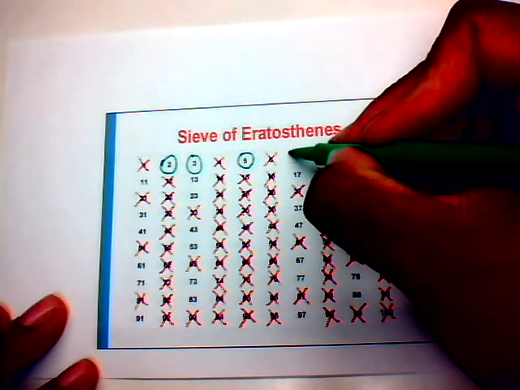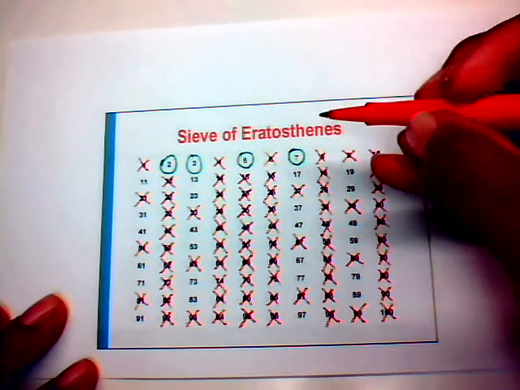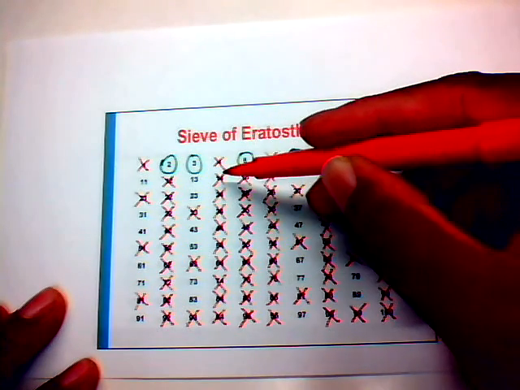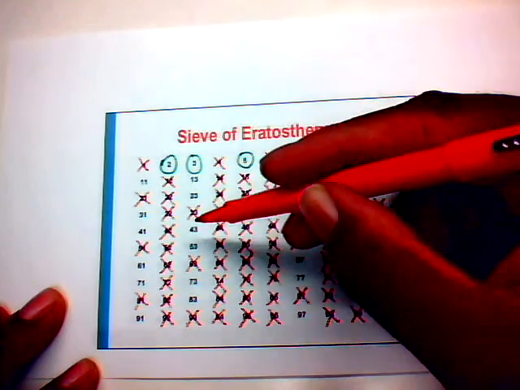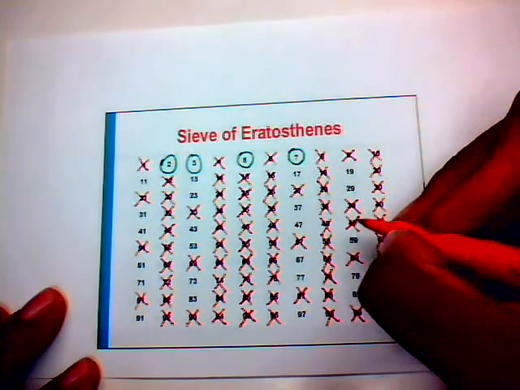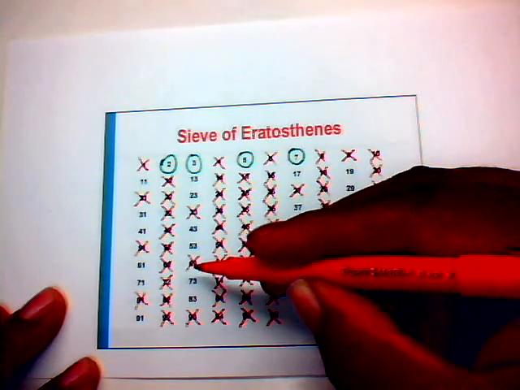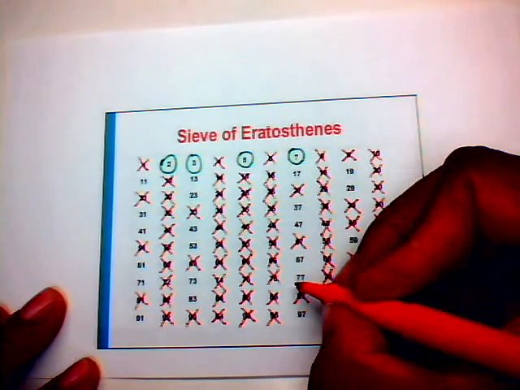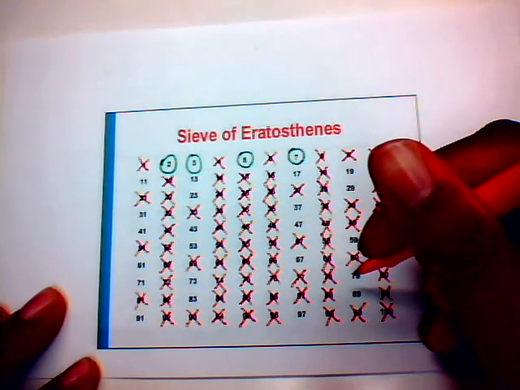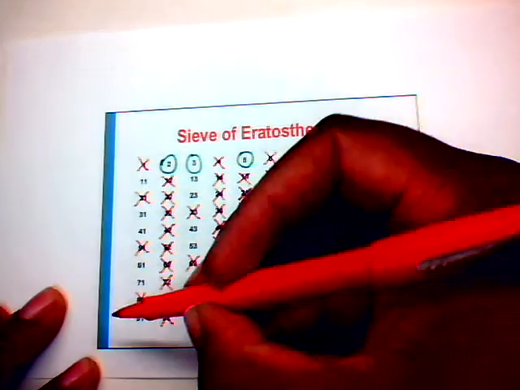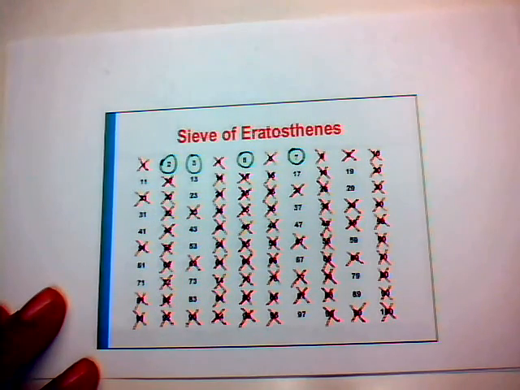Okay, now we got 7. Circle the 7. Any multiples of 7 must be crossed out. Let's see. 14 is already gone. 21 is gone. 28 is gone. 35 is gone. 42 is gone. We can cross out 49. We can get rid of the 56. That's gone. 63 is already gone. 70 is gone. 77 can be crossed out. 84 is already gone. 91 can be crossed out. And 98 is already gone. So there are very few numbers left.